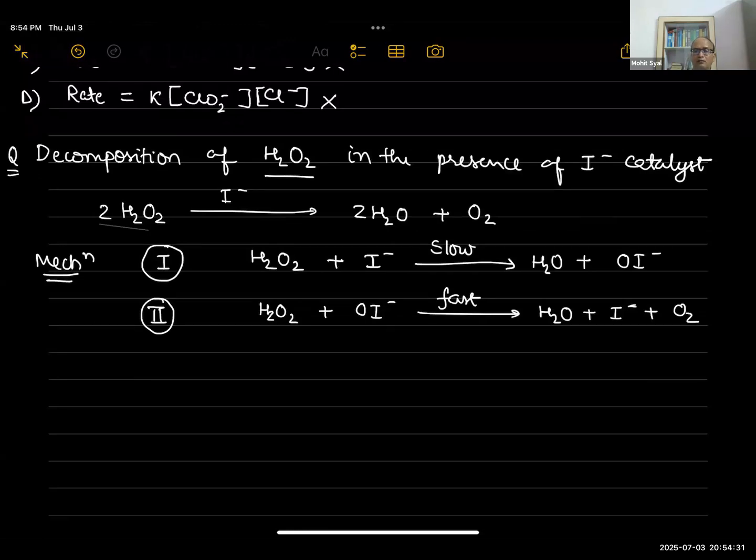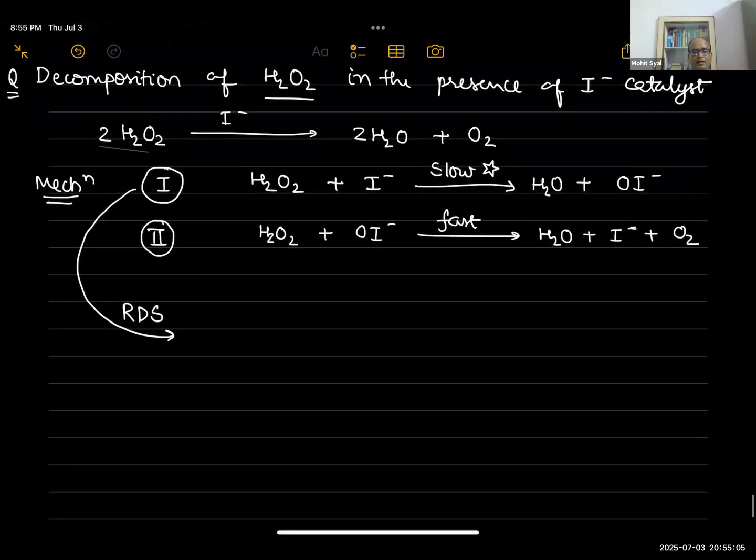So what should be the rate law? Yes, Aisha, Ibrahim, Jasleen, what should be the rate law? Arwa, you know this is the slow step. Got it? So we can write it.